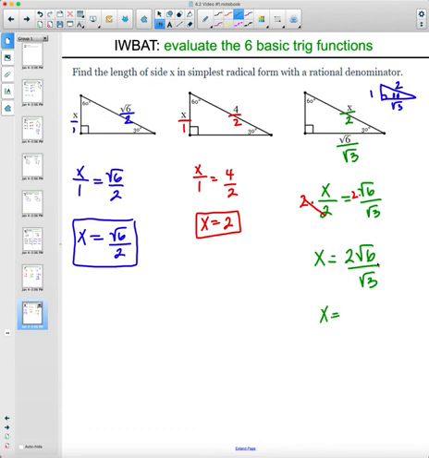And then since you've got the 6 and the 3 both under square roots, they can divide. So 6 divided by 3 is 2, still under the square root. So 2 root 2 is the length of x there.